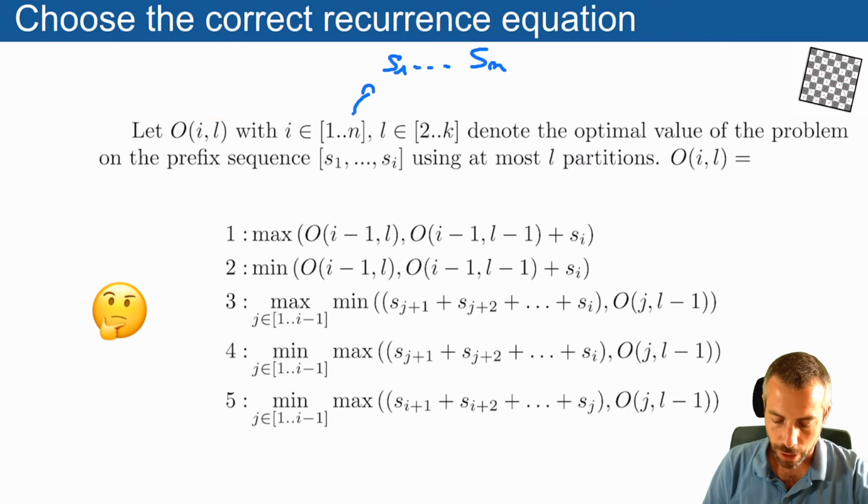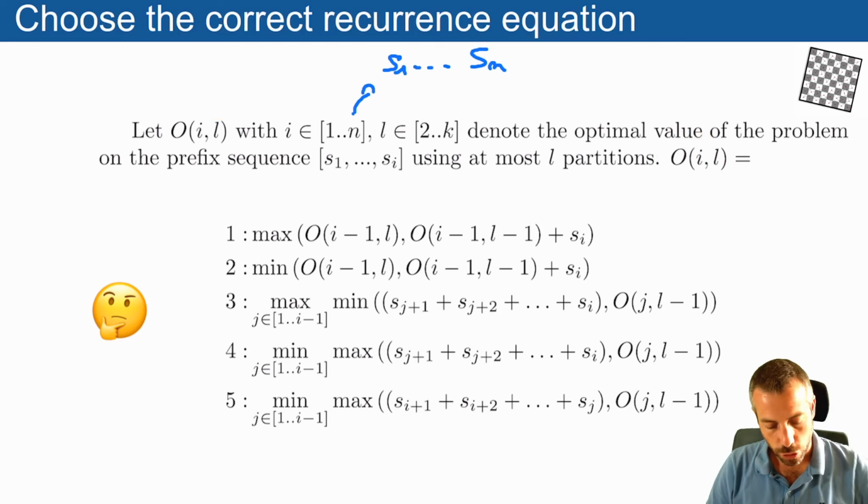And then what is the optimal value for O[i][l] if I'm allowed to reuse the previous computation that I have? So you have these three possibilities, and I ask you what is the correct one. Think about it a little bit, put the video on pause, and then you can start it again. I will explain the solution and why you can immediately discard some of these possibilities.